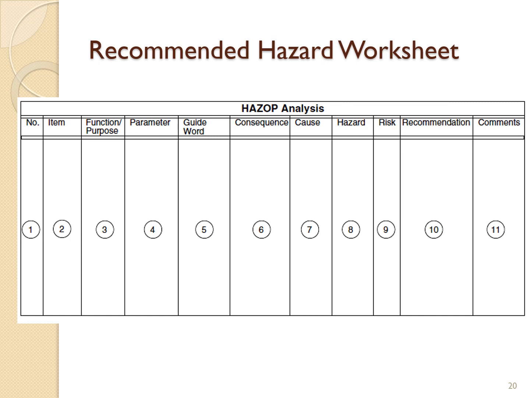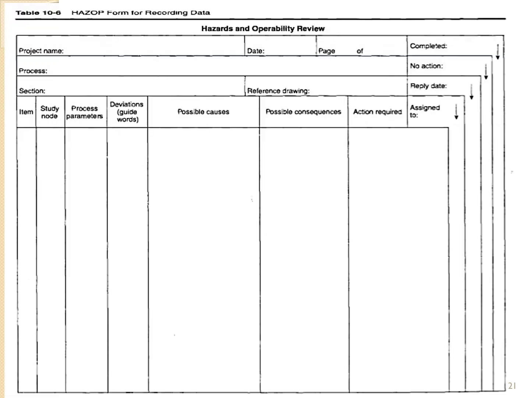Let's see this. This is a worksheet of the recommended hazard analysis. This is the hazard form wherein you can see project name, process, section, date, reference drawing, and then the actual table: item, study node, process parameters, deviations, possible causes, possible consequence, action required, and the follow-up plan. Assigned to whom, reply date, whether action is taken or not, whether it is completed or not.